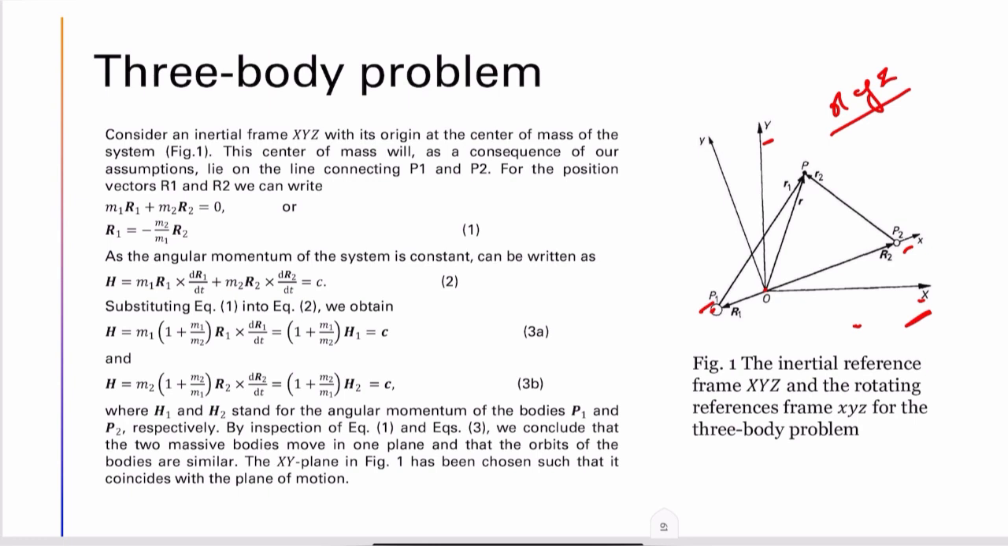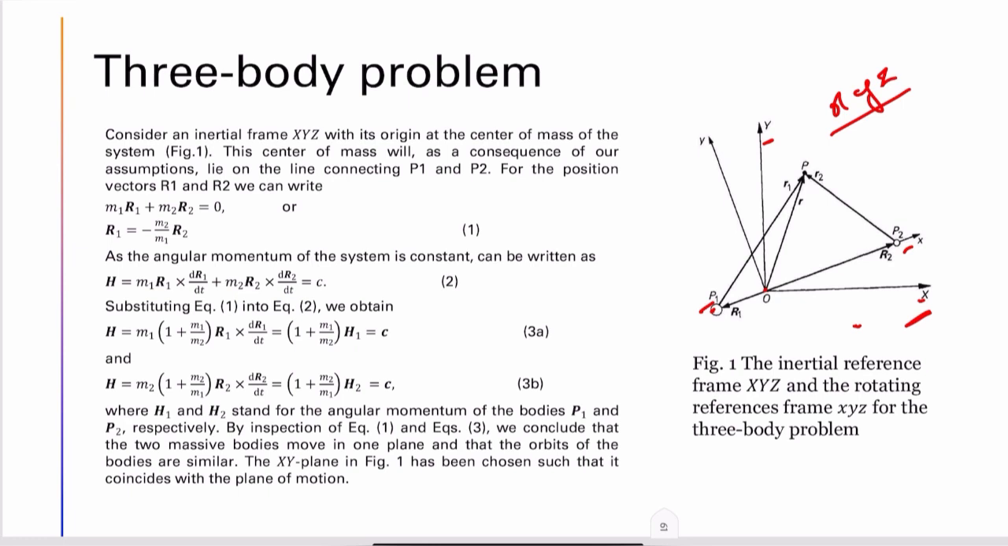The position vectors r1 and r2 we can write as follows: the position vector of the center of mass with respect to that point is 0. Because of which m1 r1 plus m2 r2 is equal to 0.